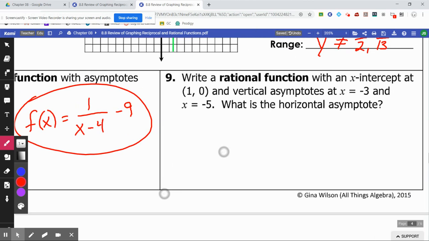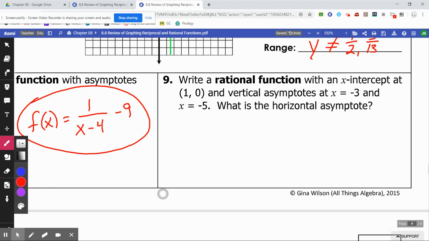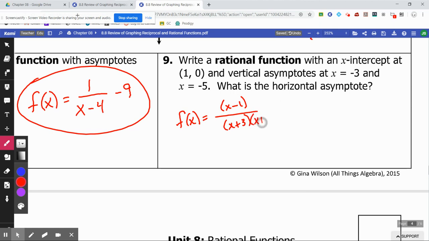And number 9 says write a rational function with an x-intercept at (1, 0). Reminder, to find the x-intercept, we set the top of our function equal to 0. So therefore, let's start there. On top, we would have to have an x minus 1 to have an x-intercept of 1. We have a vertical asymptote at x equals -3. So we set the bottom equal to 0 to find a vertical asymptote. And another one at x equals -5. So there must be an x plus 5 on the bottom as well.